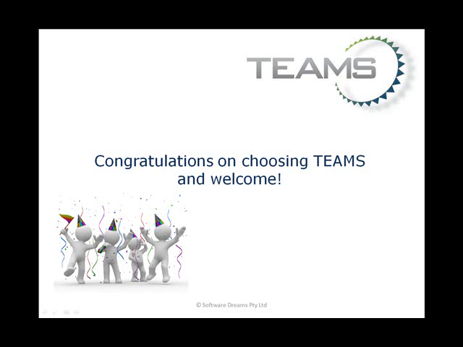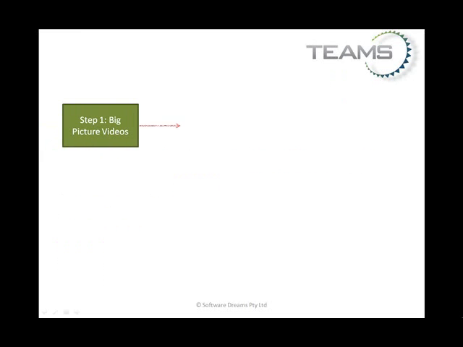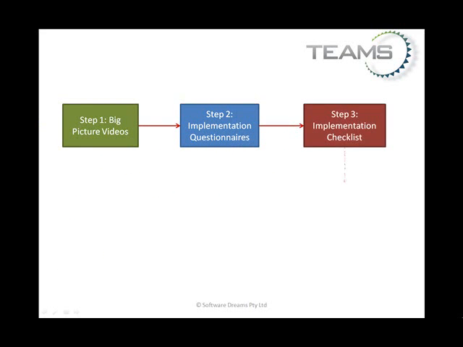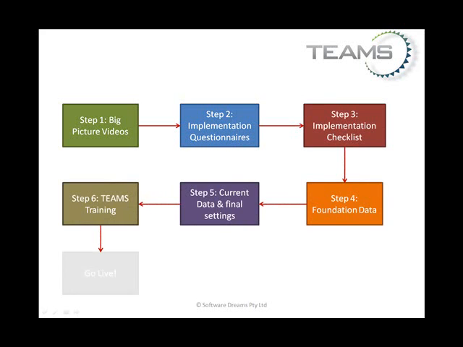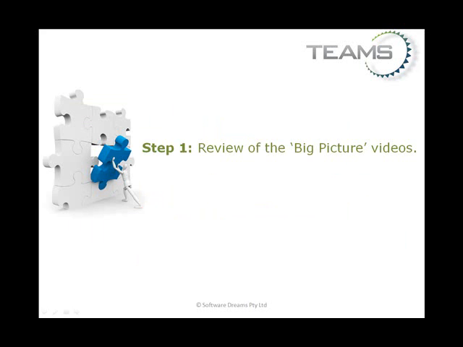From the setup stage to the go live stage is known as the implementation stage, and there are 6 steps within this stage that include Step 1, big picture videos. Step 2, implementation questionnaires. Step 3, implementation checklist. Step 4, foundation data. Step 5, current data and final settings. Step 6, Teams training. And go live.